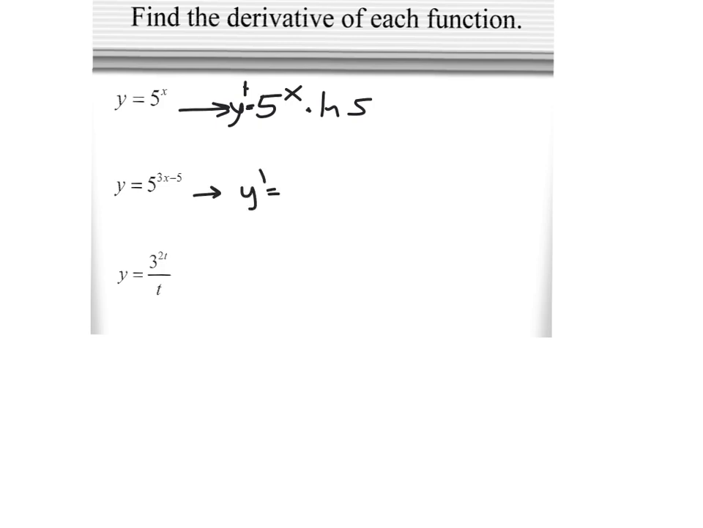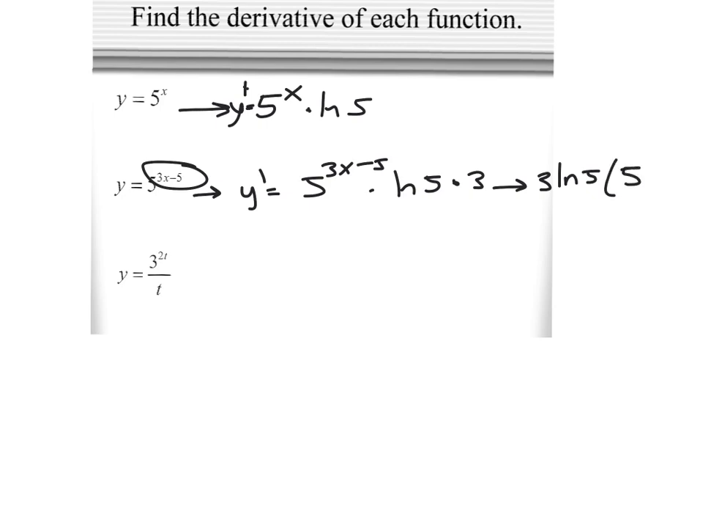So y prime is 5 to the 3x minus 5 times the ln of the base, which is 5, times, this time the problem is that our exponent isn't just an x, so I have to multiply by the derivative of the exponent. So it's times 3. Now, there's not a whole lot you can actually do here, so I just tend to rewrite this a little bit to make it cleaner and say it's 3 ln of 5 times, be careful, you can't multiply the bases because they have different things going on here, and only the 5 is being raised to the 3x minus 5.